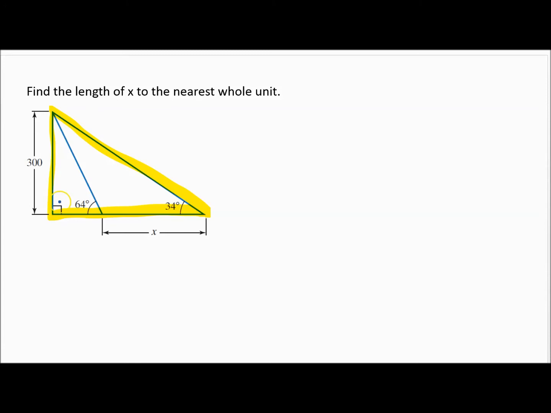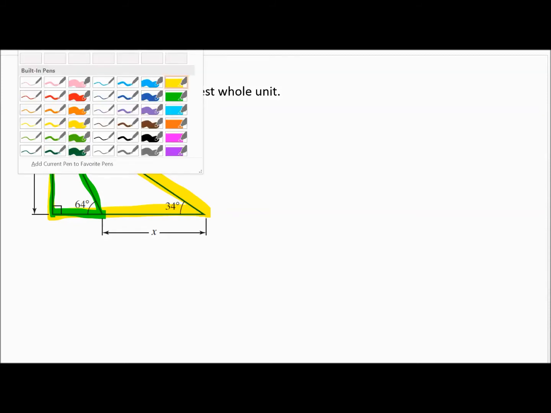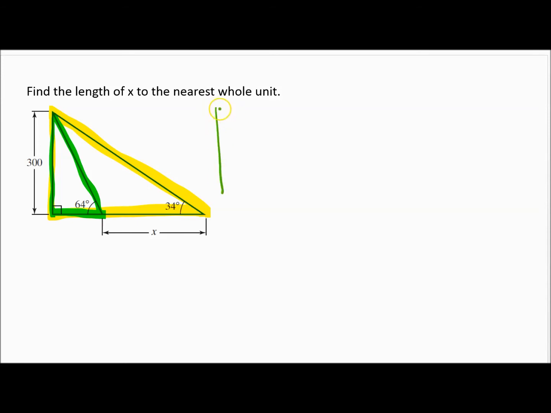So I've got this smaller one in green, and again I'd already outlined the bigger one in yellow. You see that? And again, if you need to draw them separately, do. So the smaller one in green, okay, and that is 64 degrees, and this length is 300, whereas you have a bigger one in yellow. Okay, we know that's 34 degrees. That's still 300.